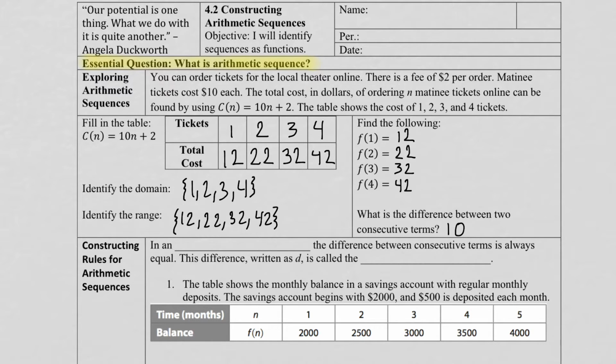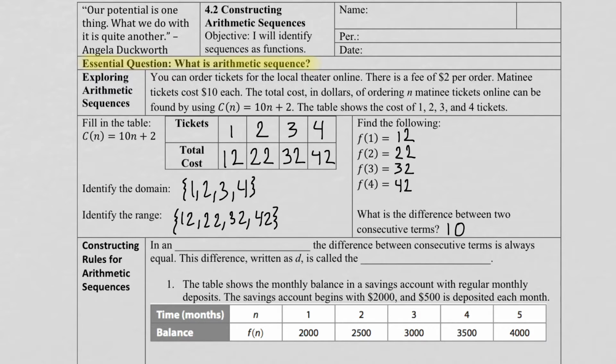That means that now I can find the next term by simply adding 10. I don't have to plug in 5. I know that the next one is going to be 10 more, so it's going to be 52. And the next one is going to be 10 more, so it's 62, and so on. I don't have to keep plugging in numbers if I see the pattern.